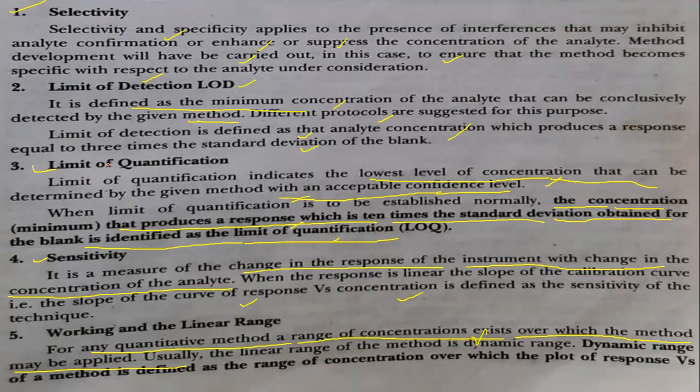Then next is the limit of detection. It is defined as the minimum concentration of analyte that can be conclusively determined by the method used. Limit of quantification indicates the lowest level of concentration that can be determined by a given method with an acceptable confidence level.